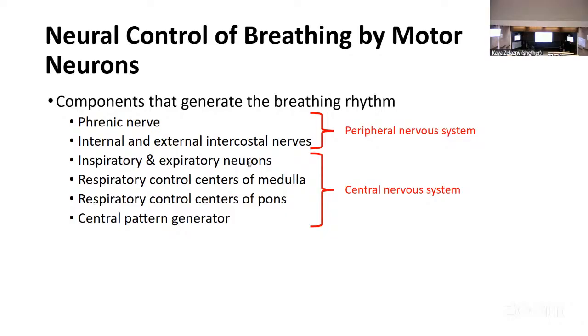In the central nervous system, we're going to be tracking inspiratory and expiratory neurons. We're going to be tracking some control centers in the brainstem, so both in the medulla and the pons, as well as something called the central pattern generator.